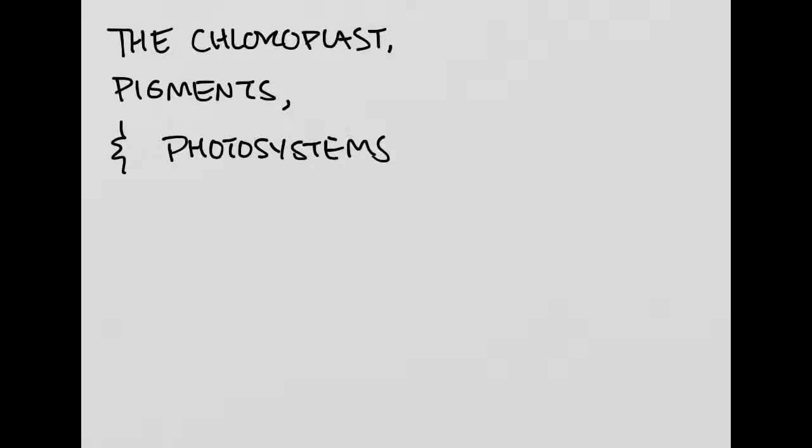We are going to be talking about three concepts: the chloroplast, pigments, and photosystems, and you'll see that these are all very closely connected to one another. Let's start off with the chloroplast. And with the chloroplast, it's an organelle, don't forget.